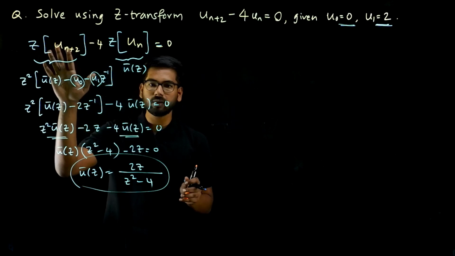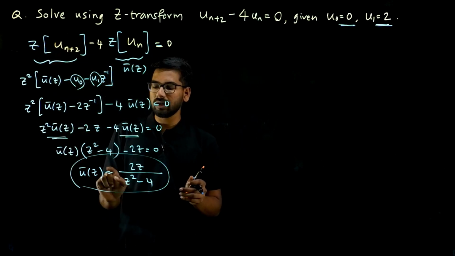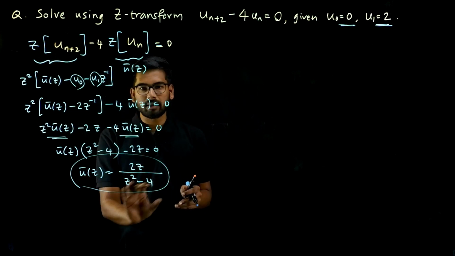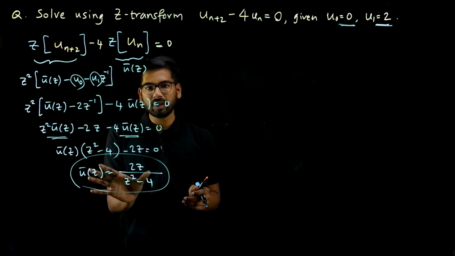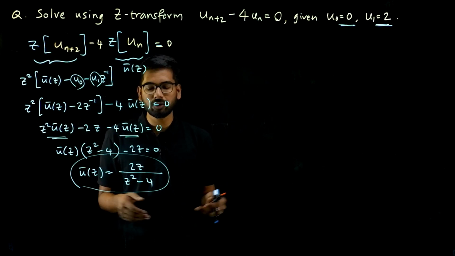You need to use the transform to convert u sub n plus 1, u sub n plus 2 in terms of u bar of z and get it here. And from this point on, it's a simple inverse Z transform question. If you take inverse Z transform, you will get u n. So that will be the solution.